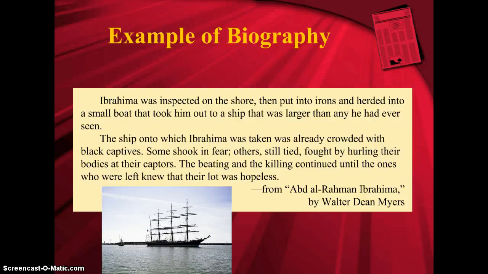So the story: Ibrahima was inspected on the shore, then put into irons and herded into a small boat that took him out to a ship that was larger than any he had ever seen. The ship onto which Ibrahima was taken was already crowded with black captives. Some shook in fear, others, still tied, fought by hurling their bodies at their captors. The beating and the killing continued until the ones who were left knew that their lot was hopeless. So this is from Abd al-Rahman Ibrahima by Walter Dean Myers, and this is an example of a biography.